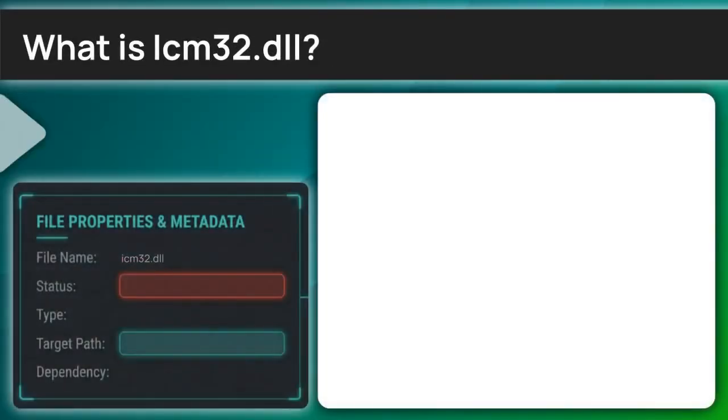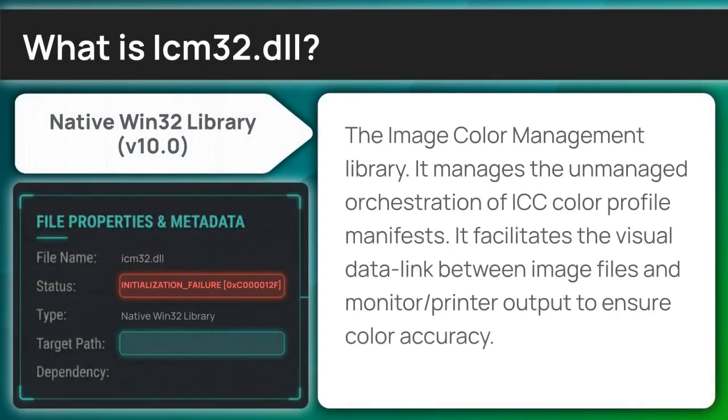This is the icm32 Library, the Image Color Management Library. It manages the unmanaged orchestration of ICC color profile manifests. It facilitates the visual data link between image files and monitor and printer output to ensure color accuracy.